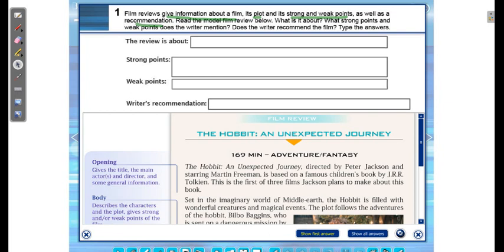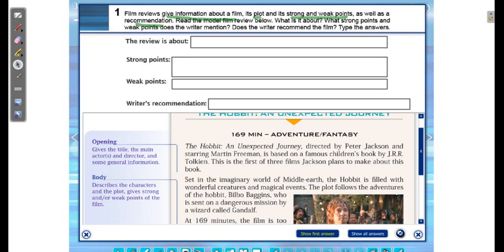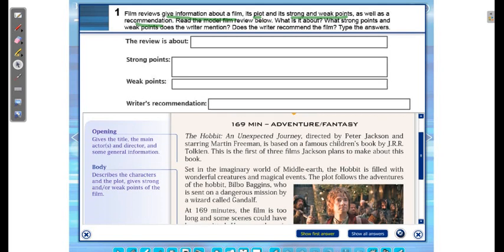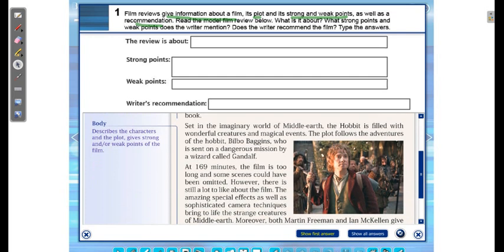So let's read. The Hobbit: An Unexpected Journey. 169 minutes, adventure, fantasy. The Hobbit: An Unexpected Journey, directed by Peter Jackson and starring Martin Freeman, is based on a famous children's book by J.R.R. Tolkien. This is the first of 3 films Jackson plans to make about this book. Set in the imaginary world of Middle-earth, The Hobbit is filled with wonderful creatures and magical events. The plot follows the adventures of the Hobbit, Bilbo Baggins, who is sent on a dangerous mission by a wizard called Gandalf.